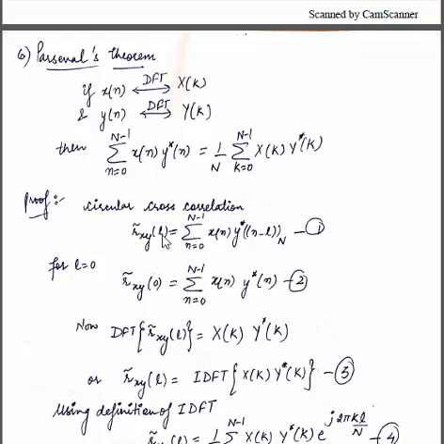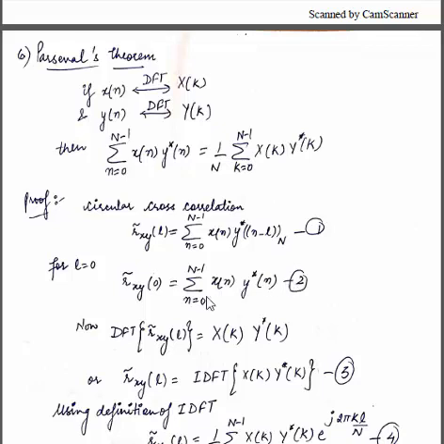That is, circular correlation Rxy of l is equal to summation n tends to 0 to N minus 1 x of n y conjugate of n minus l, that is N point DFT. Equation number 1. Now, l is another variable in the time domain. Put l is equal to 0, we get Rxy of 0 is equal to summation n tends to 0 to N minus 1 x of n y conjugate n, since n minus 0 is n. That is equation number 2.